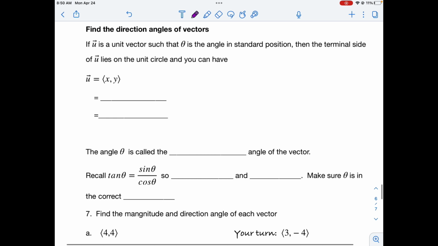And now the last thing we're going to learn is how to find the direction angle, finding theta.